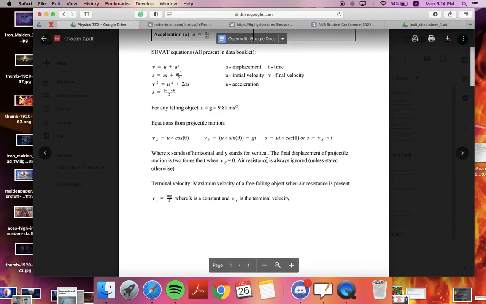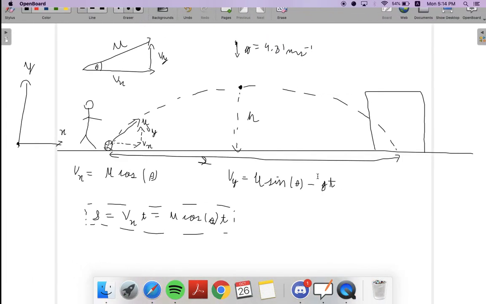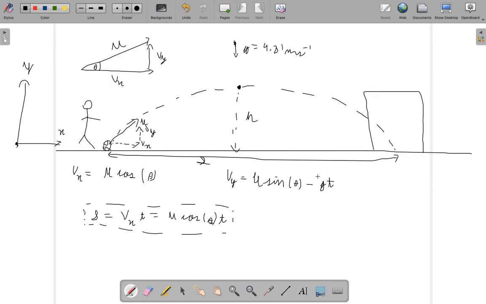Air resistance is always ignored unless stated otherwise. I haven't really seen a case where they make you do any calculations related to air resistance. But one thing you should know is that the path of a ball or any object going through projectile motion will look slightly different, something like this, when there's air resistance. It's a commonly asked MCQ, so it's good to keep that in mind.